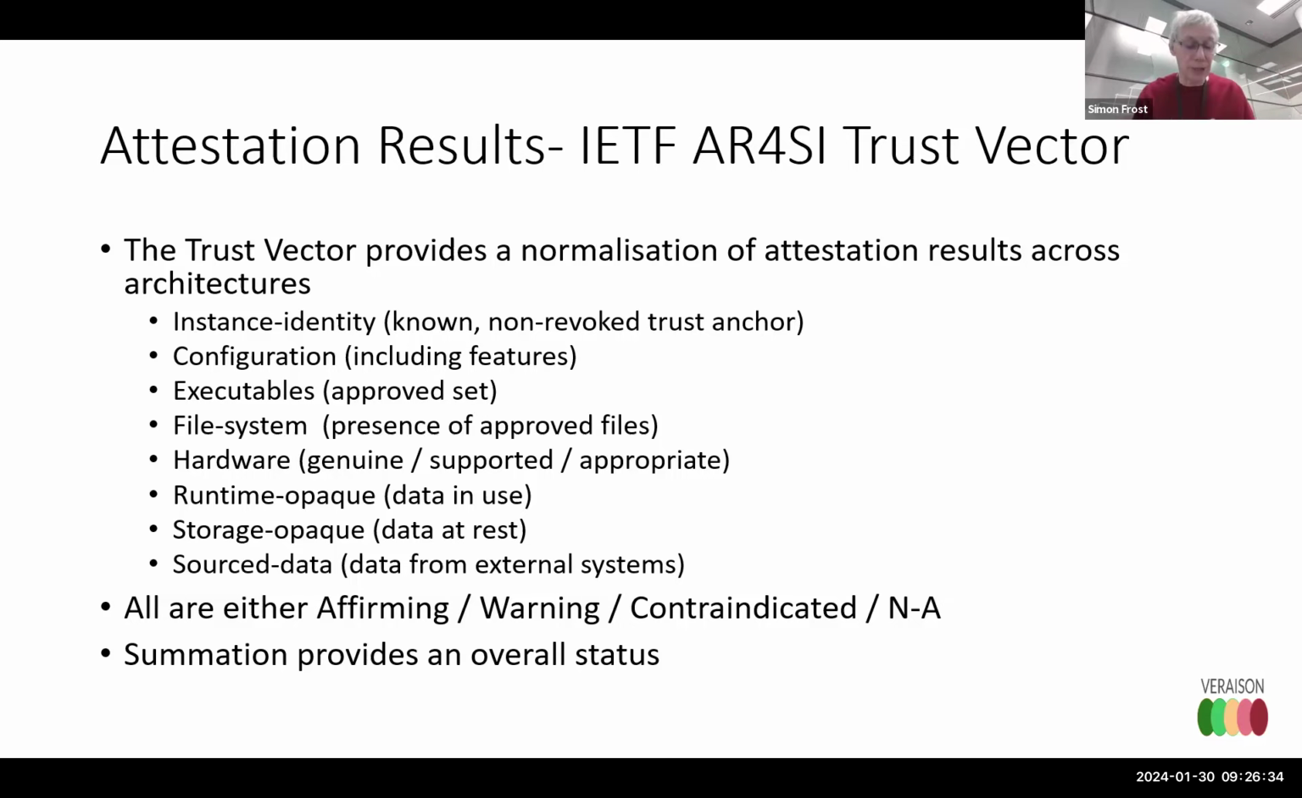So for example, on runtime opaque, I can talk about confidential computing architecture with confidence. I can check, when looking at the attestation evidence, that I know that feature is enabled in the architecture. I can know there's a configuration which says it's turned on. I know the relevant firmware's there that's going to provide the environment. So I can be confident that I could actually tick runtime opaque, that there is a way within that environment of protecting data in use.